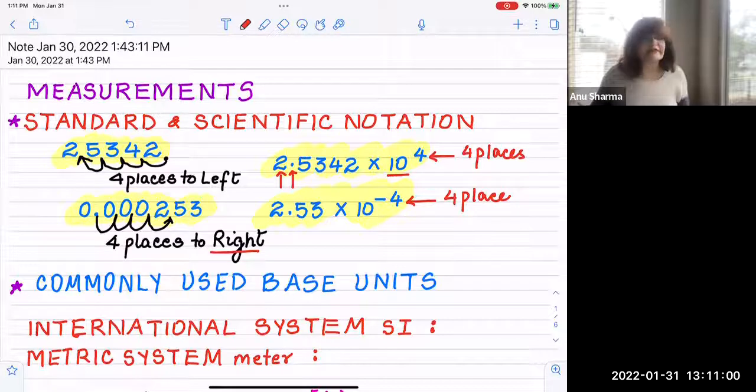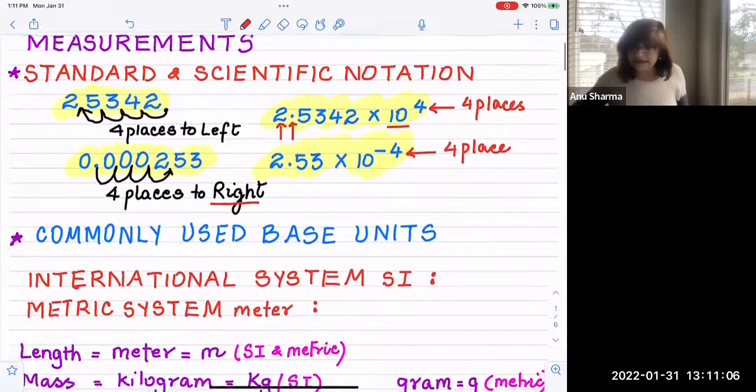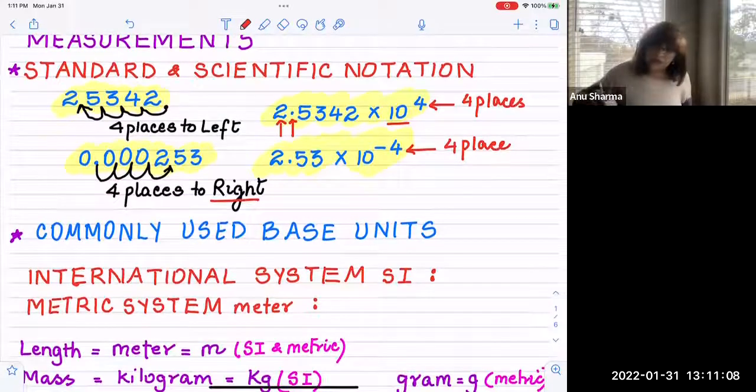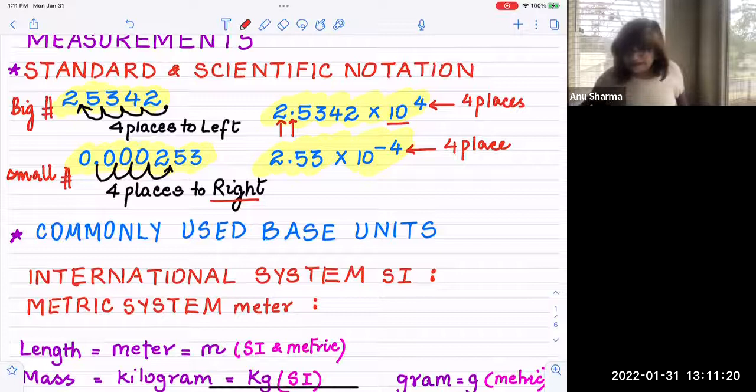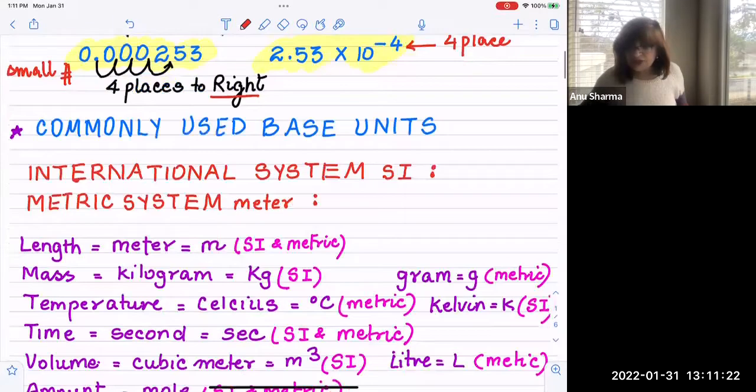So it still means the same. It still remains a small number, but the method of writing has changed. In other words, it's a condensed form. So these are the two ways you can write the big and small numbers.